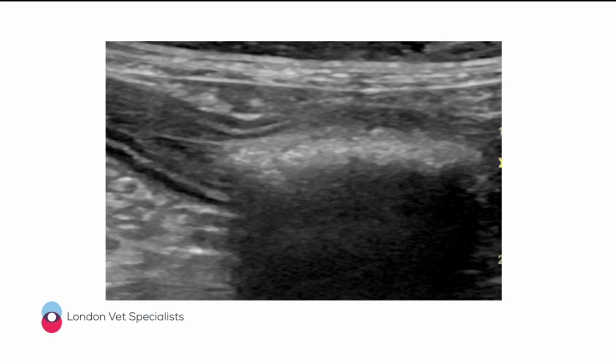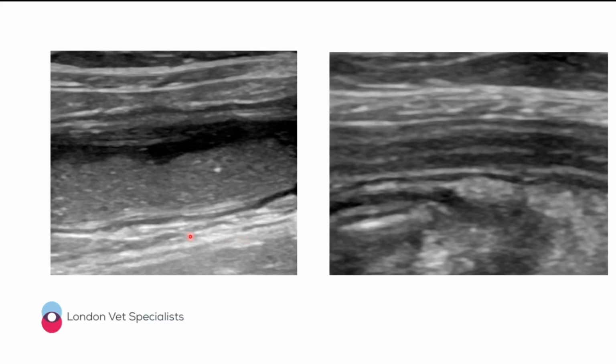So this is our first image, and what we can see here is some small bowel. So we can see this beautiful, thick, small intestinal wall and all of the layers, and this is the small intestinal lumen here, and we've got this hyperechoic curvilinear structure with very strong associated shadowing.